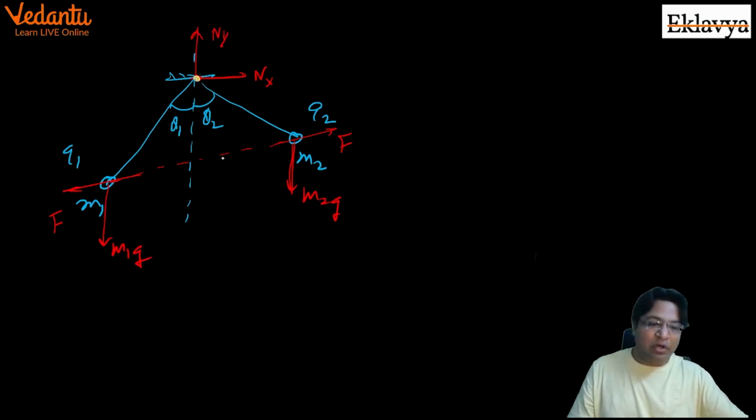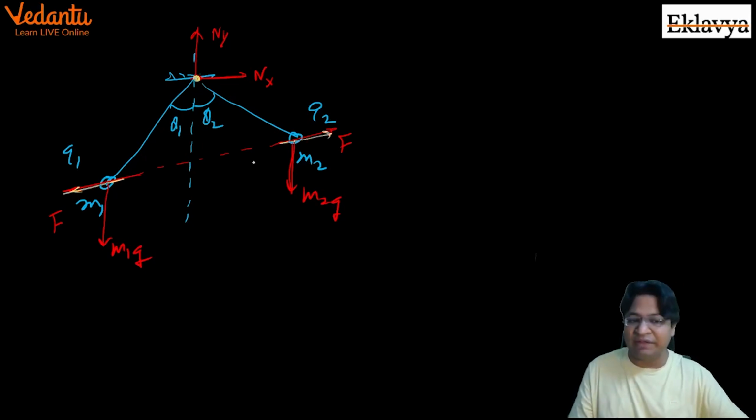So the torque of F will be 0. First of all, it's an internal force. Whatever torque you calculate because of this, the exact opposite torque will come because of the other. So F is not contributing any torque, and Nx and Ny are also not contributing any torque because they are passing through this point, so their torque would be zero.